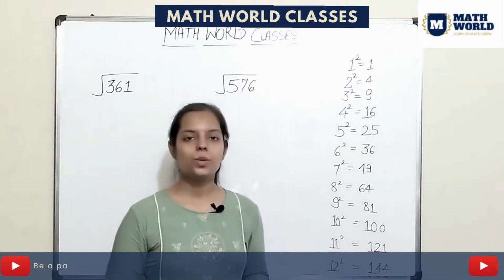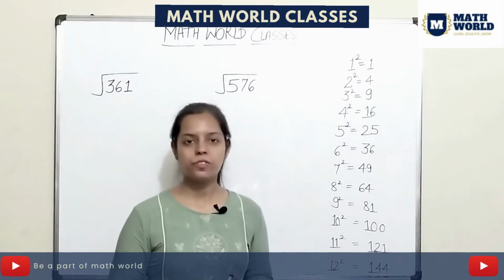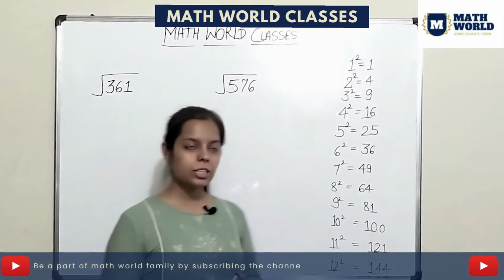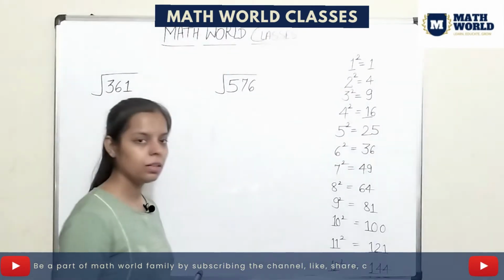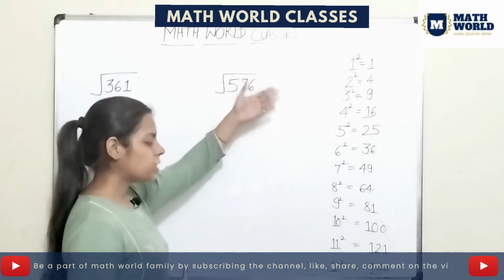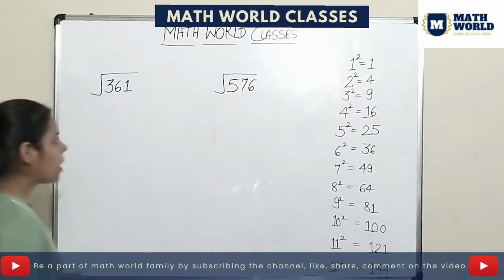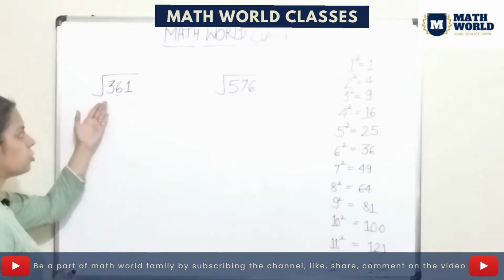Hello everyone, so today we are going to learn how to find the square root of any perfect square number. For this purpose you have to recall these first 12 natural numbers. So let us start with our first number. This is a 3-digit number.